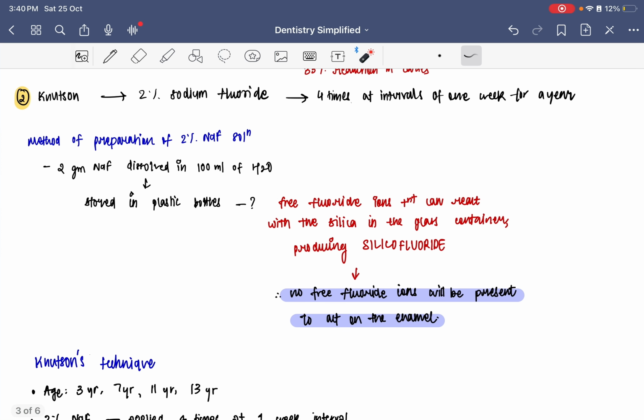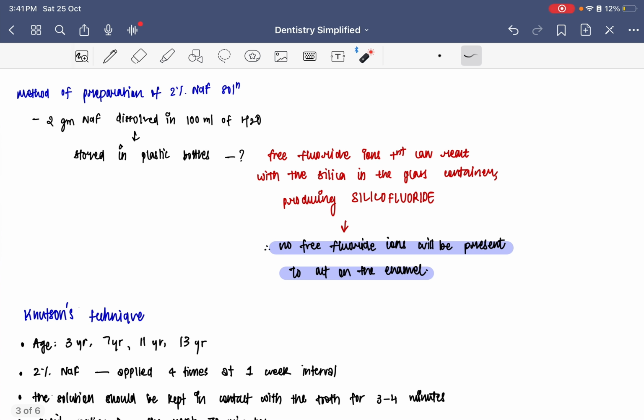Okay, now we'll see how the 2% sodium fluoride solution is prepared. What you have to do is take 2 grams of sodium fluoride and dissolve it in 100 ml of water, and it is stored in a plastic bottle.